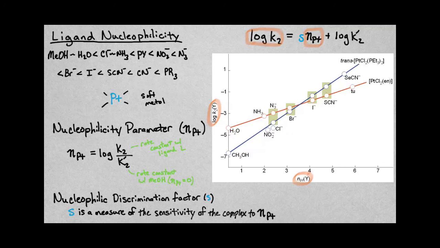So when we're analyzing this particular plot, what we see is, of course, the change in the rate, log of K2, as we change the ligands, and that follows the nucleophilicity parameter that we have measured. In addition, the sensitivity of a particular complex is represented by the slope, which is the nucleophilic discrimination factor S. So the slope of these lines are the S values for a given complex.